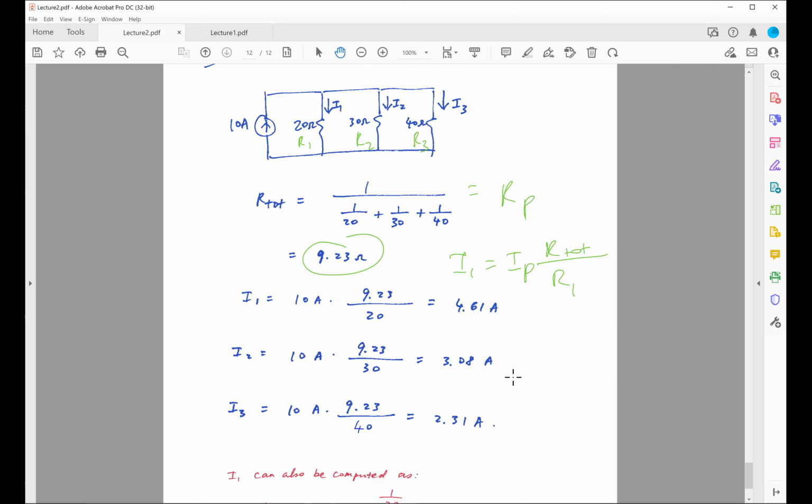Okay. Now, if you look at I1, I2, and I3, and you sum them up, this is going to give me 10 amps. Is this something you expect? Does it surprise you? Let you think about it.